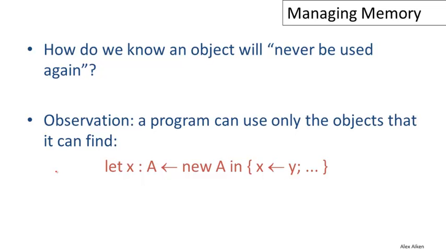And what do we mean by that? I'm going to switch colors. Let's take a look at this piece of code. What's going to happen? Well, when we execute this, the first thing that happens is we allocate an A object, and it's assigned to X.